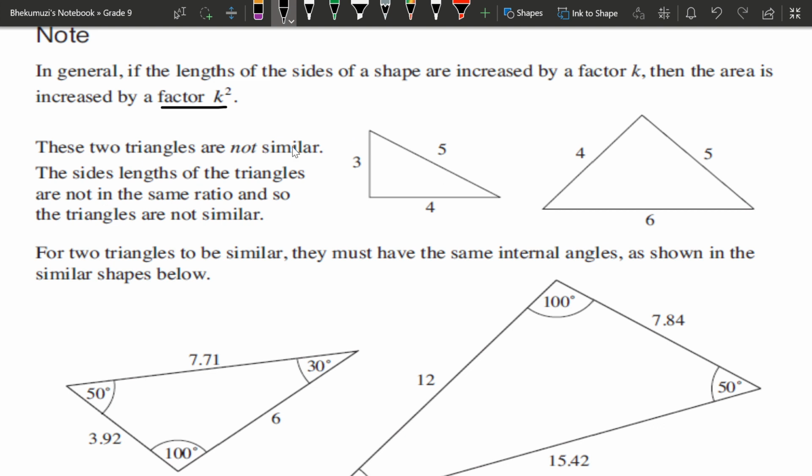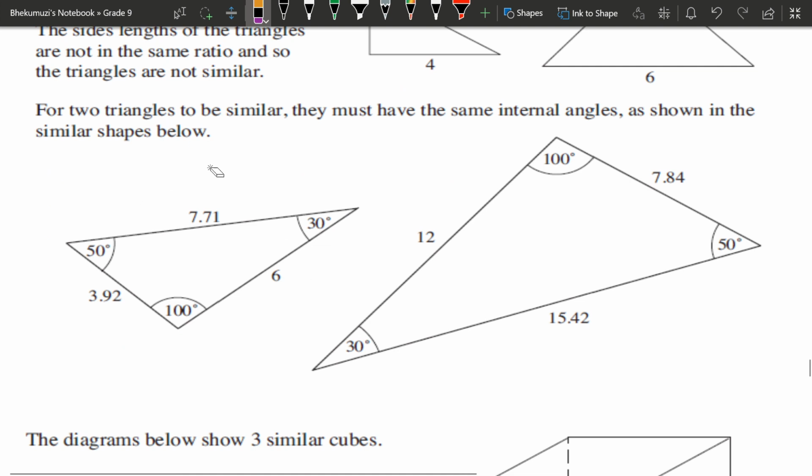So these two triangles are not similar. The lengths of the sides of the triangles are not in the same ratio, and the angles are not the same, right? So as you can see, they are not similar. You can even see with the shapes, they don't look the same. Remember, with similarity, the shapes have to be the same, but they also have to follow each other in terms of how big they are, right? Okay, and then for two triangles to be similar, they must have the same internal angles as shown, right?